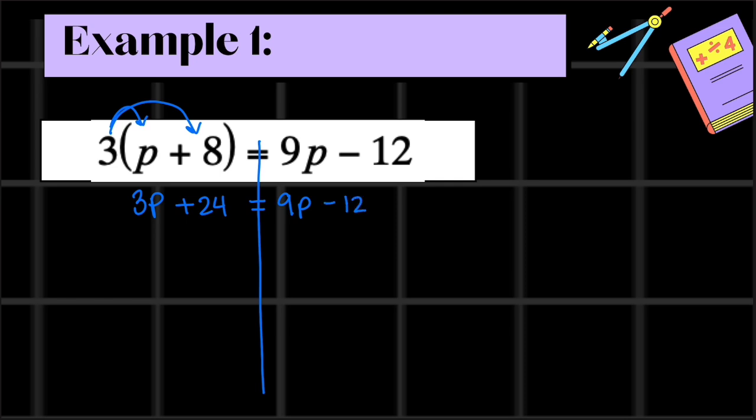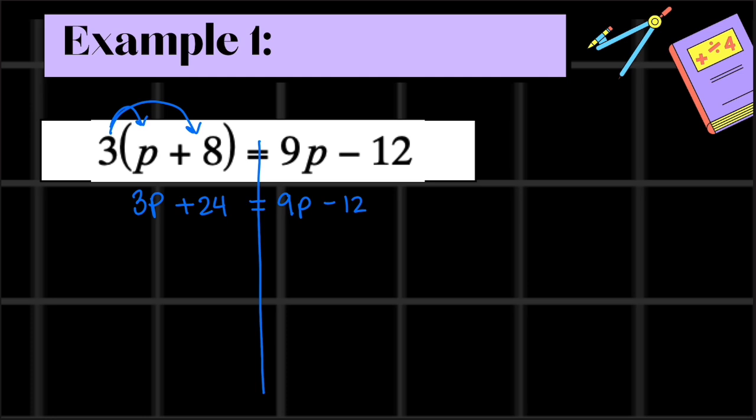Step 2 is to combine like terms if necessary. On the left side, we cannot combine like terms because we have a variable term, 3p, and a constant, 24. Same as on the right side, we have 9p, which is a variable term, and negative 12, which is a constant. So we cannot combine like terms in this case.